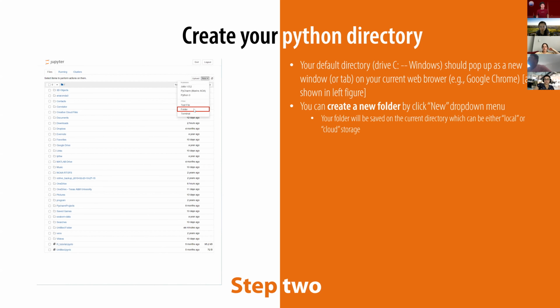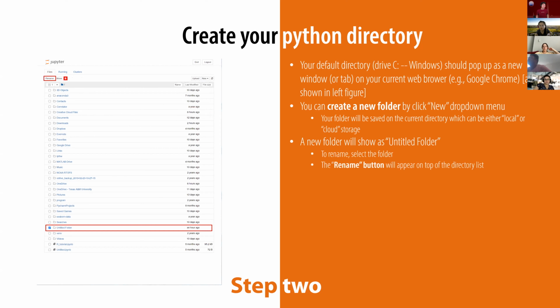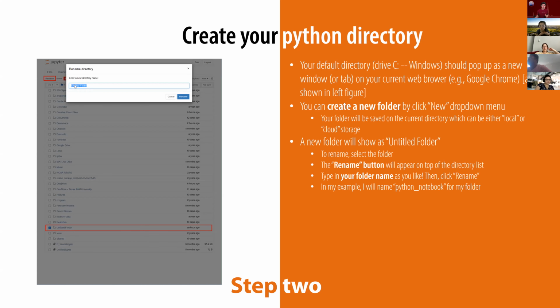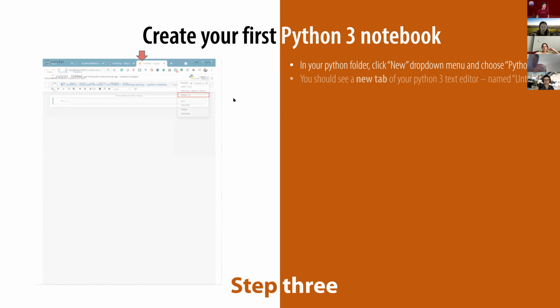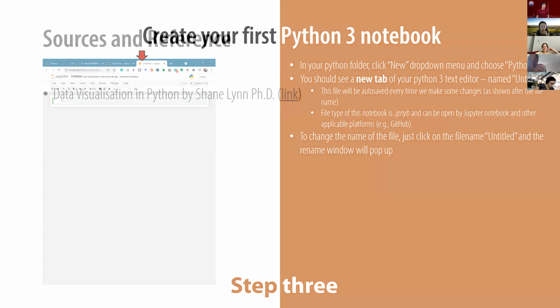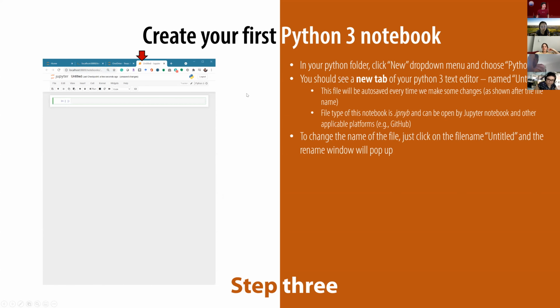So you can create a new folder by clicking the drop-down menu New, and it will show you an untitled folder. You can rename it by selecting the untitled folder and clicking Rename on top of the list. And that will be your base directory for your Python 3 notebook. If you have done that, I think that's what I have for my presentation. Next is going to be on the Jupyter Notebook. I think that's up until this point.